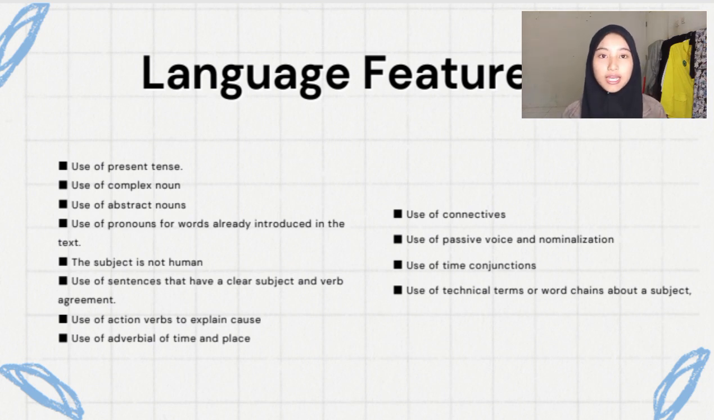And then the seventh is use of action verbs to explain cause. Verbs that show why something happens. For example, the rain caused the flood.